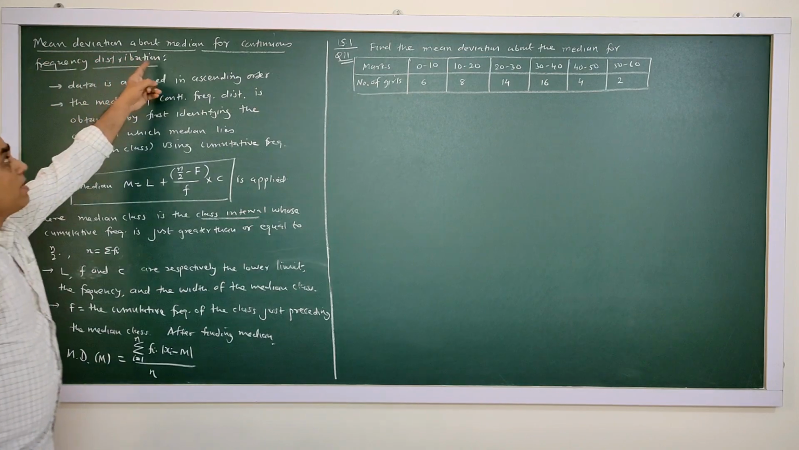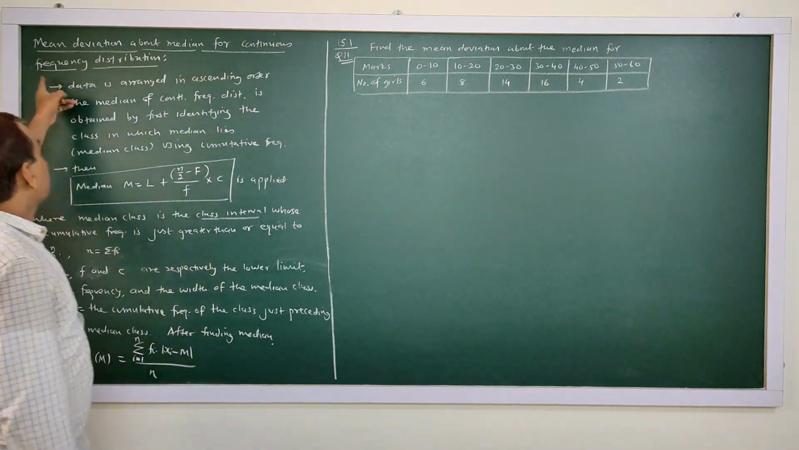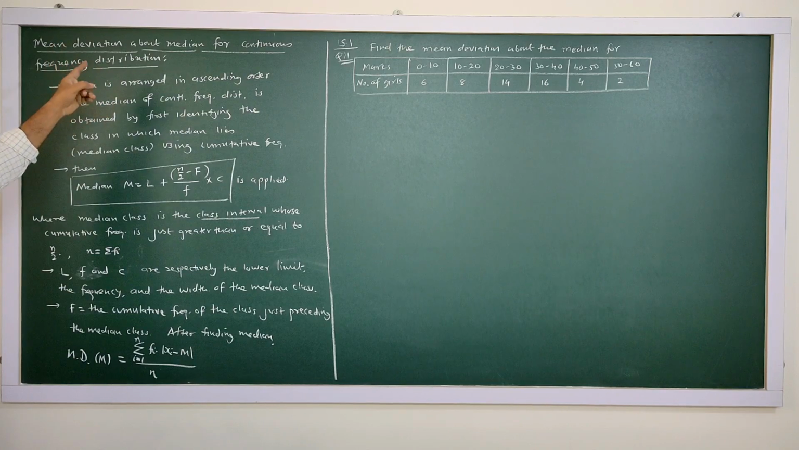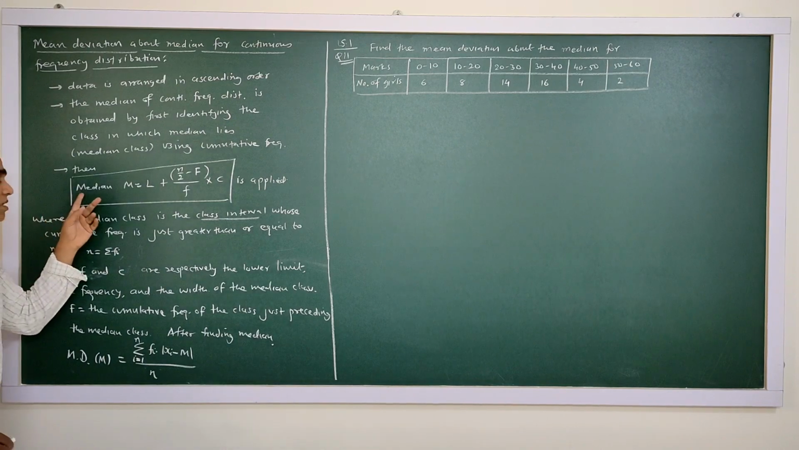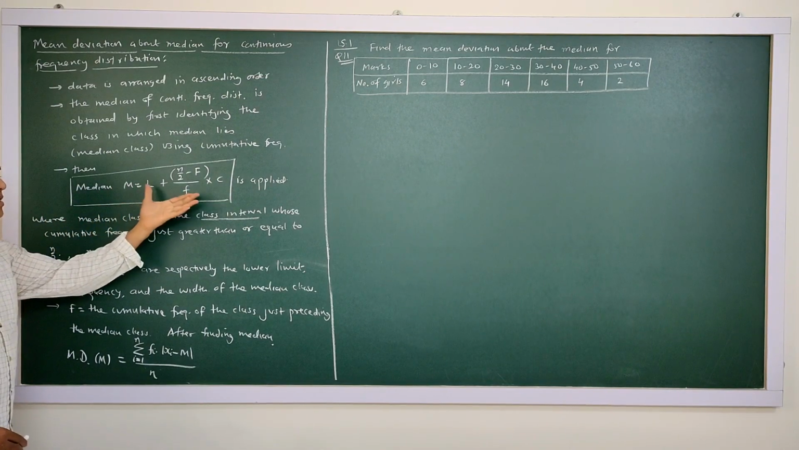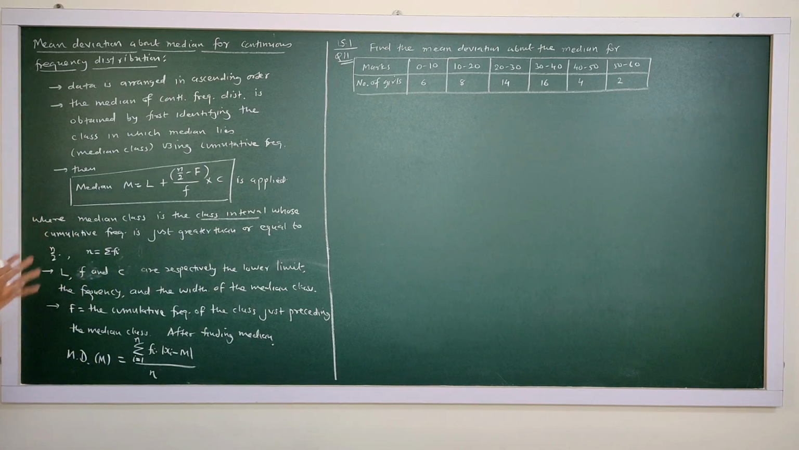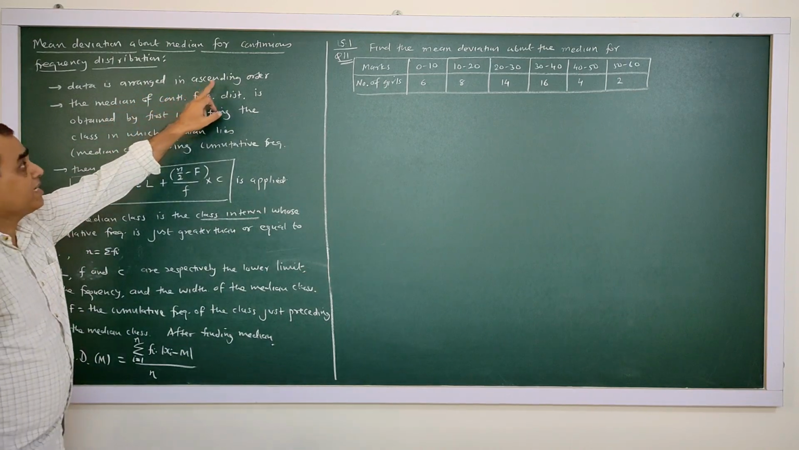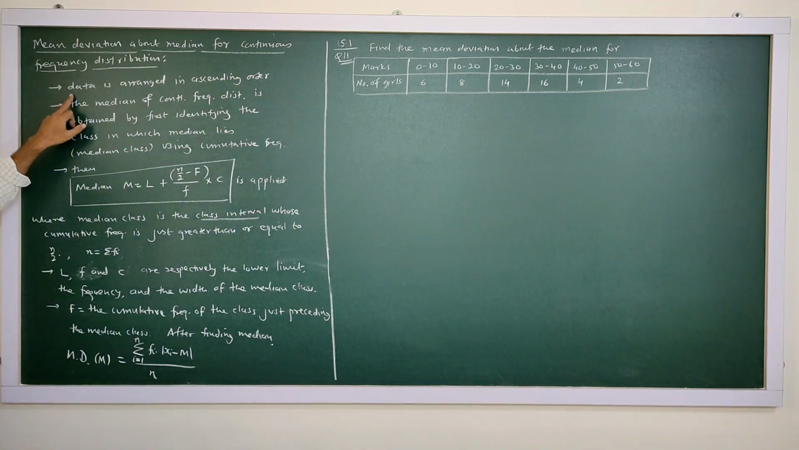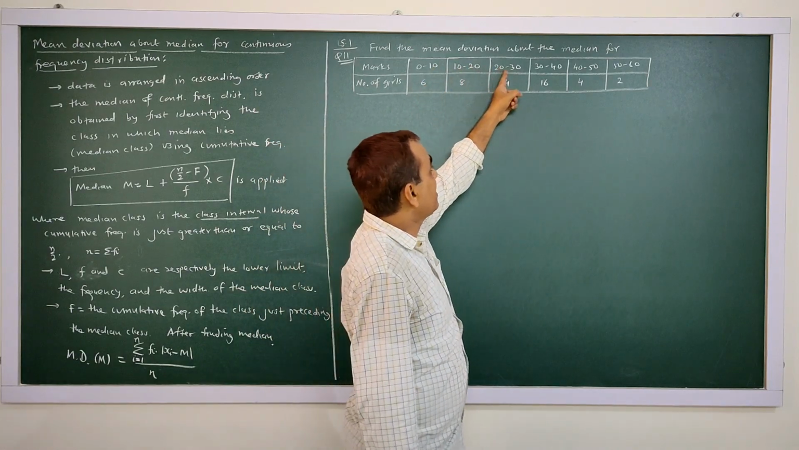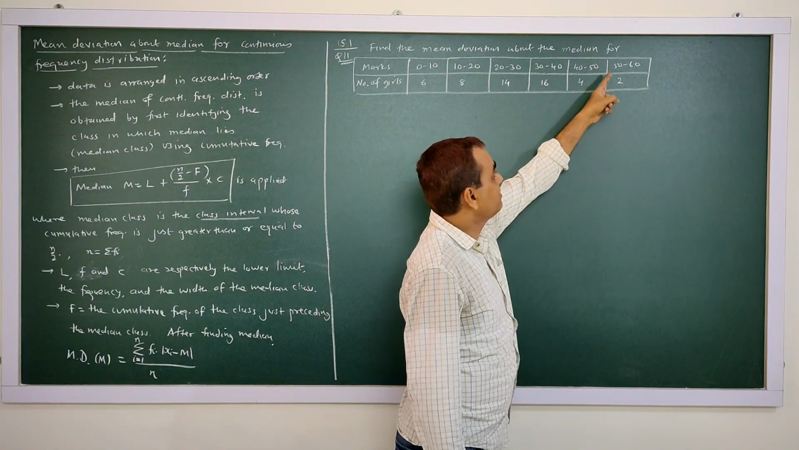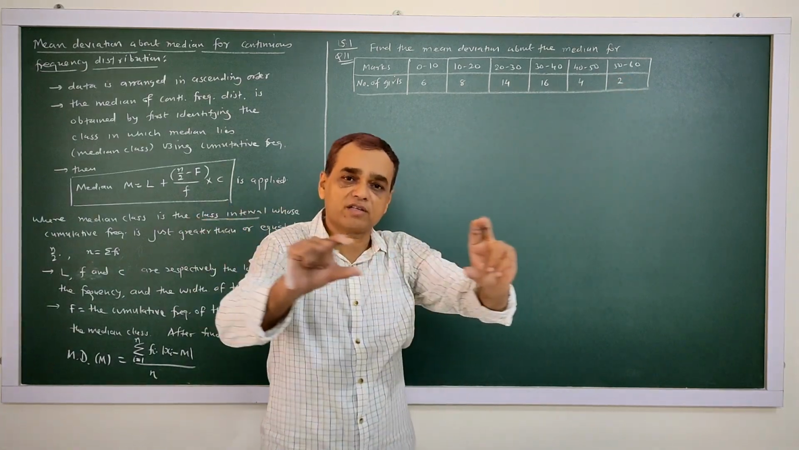Now mean deviation about the median for a continuous frequency distribution. In this method, first of all, we will find the median by this formula. To find the median, the data is arranged in ascending order. Look here: 0 to 10, 10 to 20, 20 to 30, 30 to 40, 40 to 50, 50 to 60. So it is already in ascending order. This is a must.